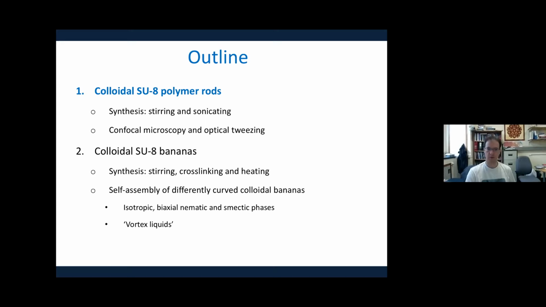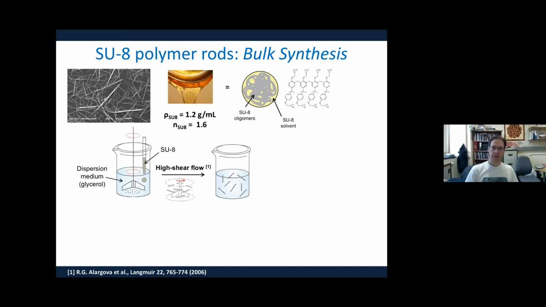Right, so let's start with colloidal SU8 polymer rods. We were looking for rods that we could refractive index match and density match, and of course a polymer rod is a good thing because they are usually quite light. We did a Friday afternoon Google search, Googled polymer rods, and came up with a paper from Langmuir, a 2006 paper.